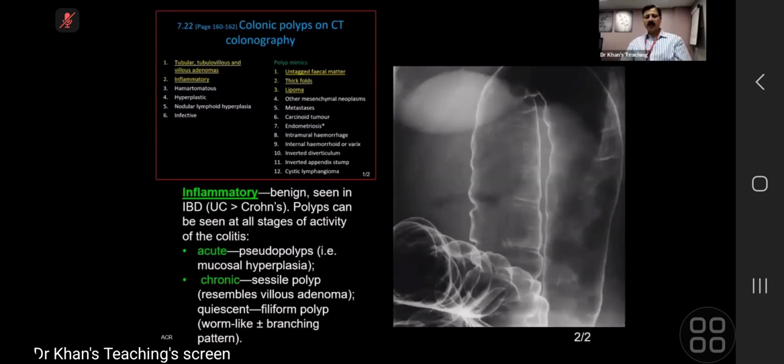in IBD, and particularly seen in ulcerative colitis. And if you see, this is from your book, I've just pasted that here. Acute and chronic. Chronic, these are known as filiform polyps, worm-like branching pattern. Why do the examiners show you this? Because this film tells you a story. And what is the story? The story is that this patient has got ulcerative colitis, but right now is in a quiescent stage. That is why it becomes a very important film.